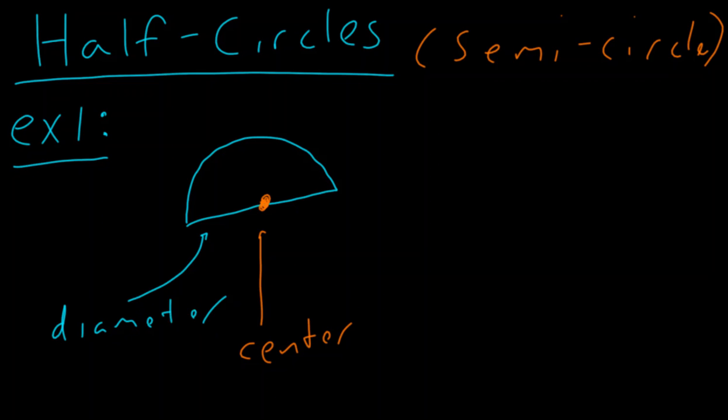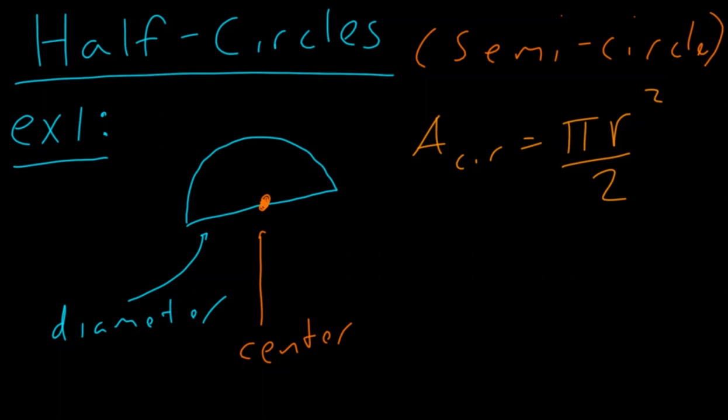And when talking about the area of a circle, recall that the area of a circle is equal to pi r squared. Well, a semicircle is half of a circle, so we just need to take this and divide everything by 2 at the very end. So let's say this.